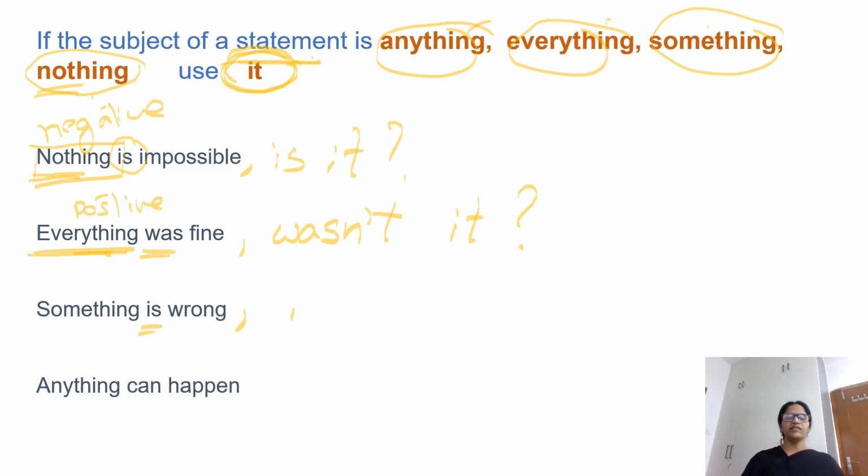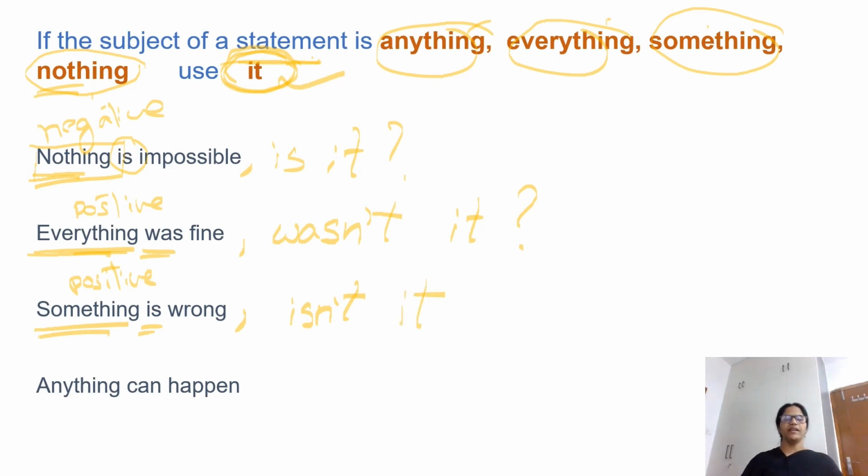Something is wrong. Auxiliary verb is. The statement is positive because we don't have any negative words in it. A positive statement needs a negative tag. Is not. Contraction is isn't. And if you have something as a subject, we need it as a pronoun. Isn't it?